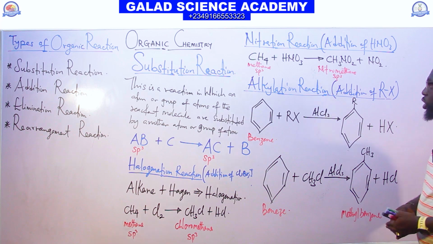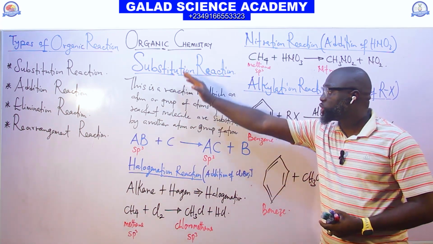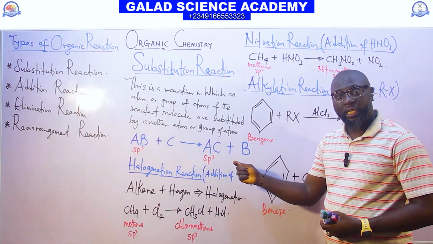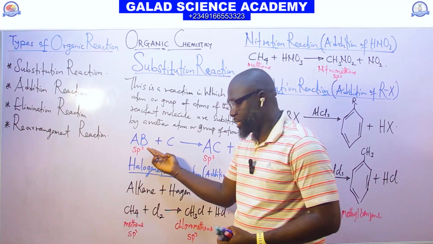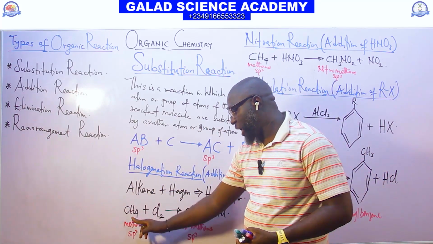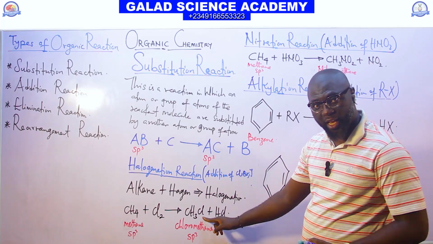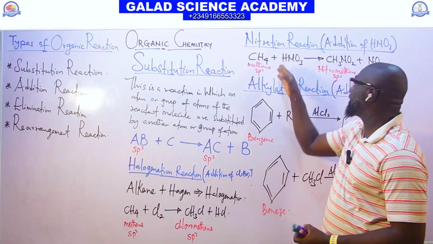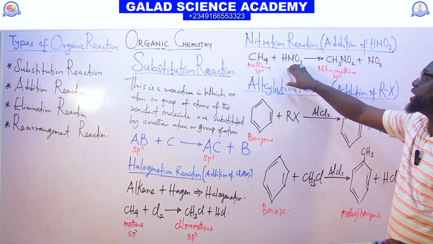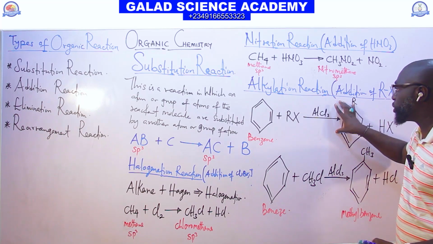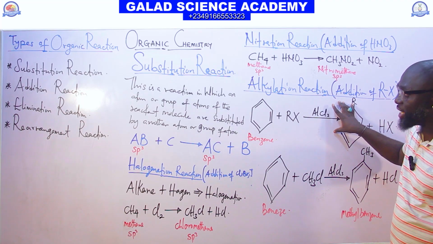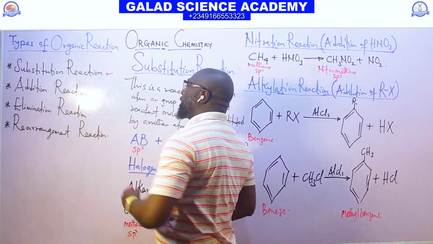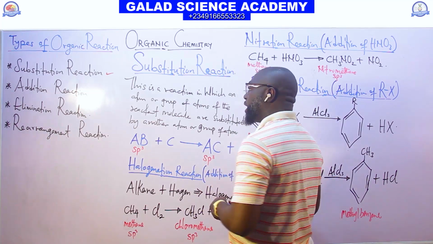So that is all for substitution reaction. You can see that in substitution reaction, one atom replaces another. Chlorine replaces one hydrogen here, and we have CH3Cl. The hydrogen that is replaced is added to one chlorine, X here. The same thing happens in the nitration reaction and in the alkylation reaction. So we are done with substitution reaction. The next one is addition reaction.